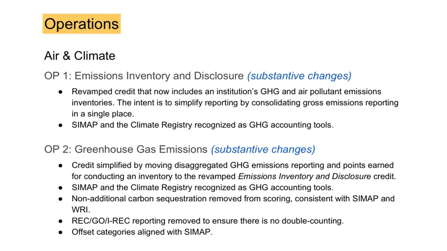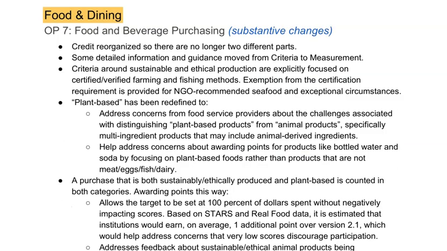In the operations category, we've done some restructuring of the emissions credits by separating the inventory and disclosure piece from the emissions performance aspect. The intent is to simplify reporting by consolidating gross emissions reporting in a single credit. You can see the credit videos for emissions inventory and disclosure and greenhouse gas emissions for a list of issues to watch out for. The food and beverage purchasing credit received some pretty significant changes, with more emphasis now being placed on plant-based purchases and sustainable production methods, and less emphasis on local purchases. The Help Center video for this credit goes into a lot of detail about these changes and the common issues to look out for when you're reporting under this credit.